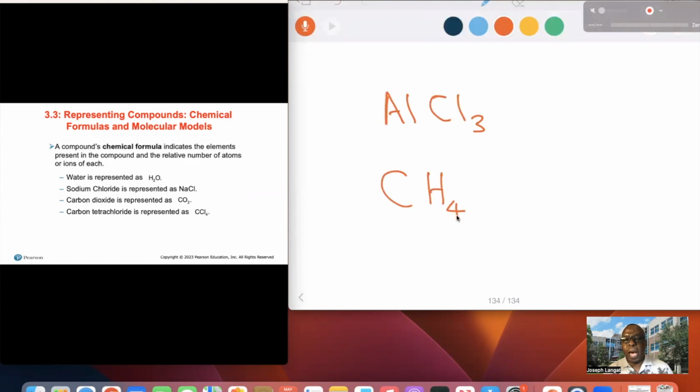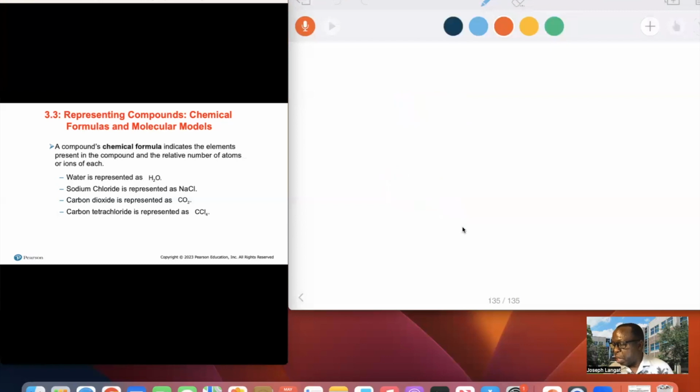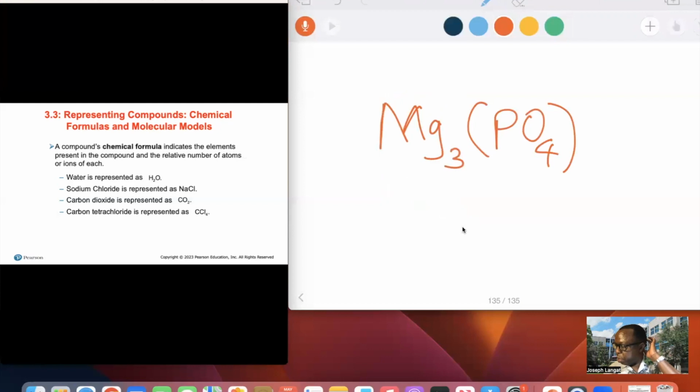The 4 here applies to hydrogen. You read this as 4 hydrogen and 1 oxygen. This is the chemical formula. Sometimes you may have parentheses. For example, here I can have Mg3(PO4)2 like that. You should be able to understand what is going on.